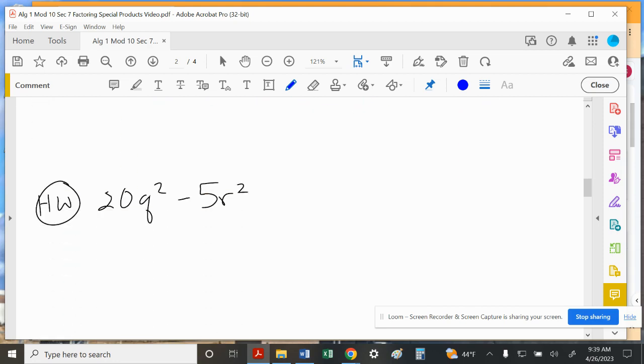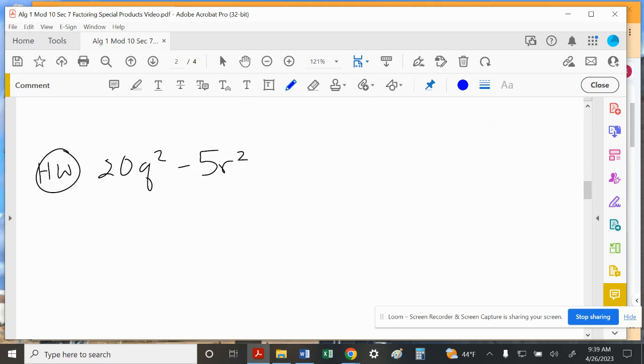Okay, 20q squared minus 5r squared. Now notice that these are not perfect squares, so that's 20. You can't think of a number that multiplies by itself to get 20. You have 2 times 10, 5 times 4, that's about it. 5 only has 1 times 5, so it won't work.